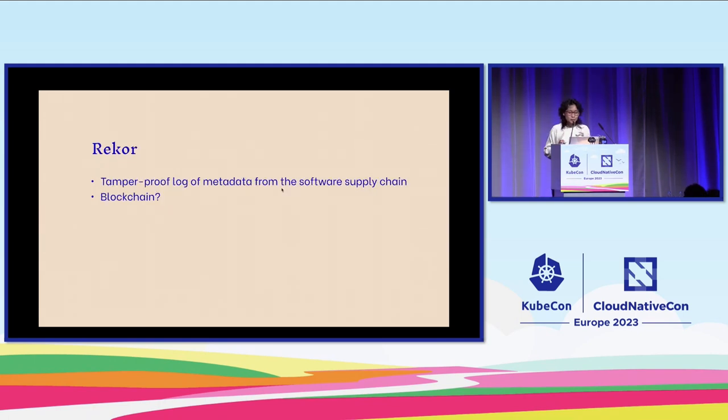Rekor is a tamper-proof log of metadata from the software supply chain. When I first read this, it didn't mean a whole lot. Basically, when you own a package and you sign it, that creates a log in Rekor on the public instance that people can go in and check, and look at the certificate and see if the certificate was valid when you signed it. And if you understand the basics of blockchain, it's kind of like that. It's a tamper-proof log. It's not actually based on blockchain though. There's a great blog I will link at the end where the folks at Sigstore discuss the implications of why they didn't choose blockchain for now.